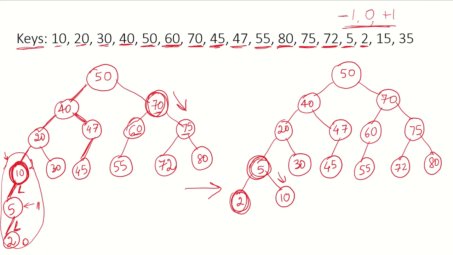So no other rotation is required. Now the next value that is coming in is 15. 15 will come as a right child of this node at 10.